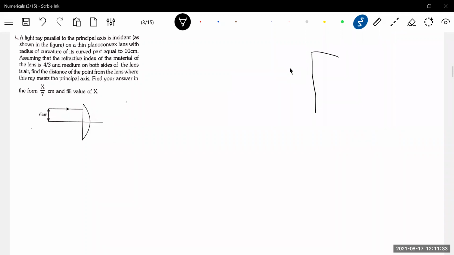Meanwhile, I'll draw the diagram. This is the optic axis. It's a thin lens. To explain the diagram, I have drawn it like this. A ray is incident. I think it will not undergo any refraction, because it is incident normally.